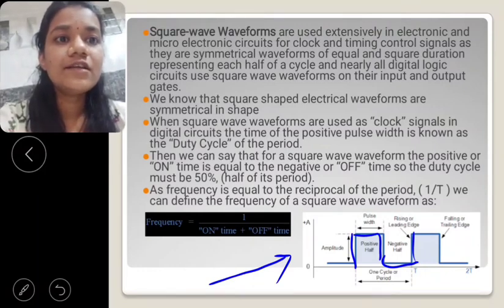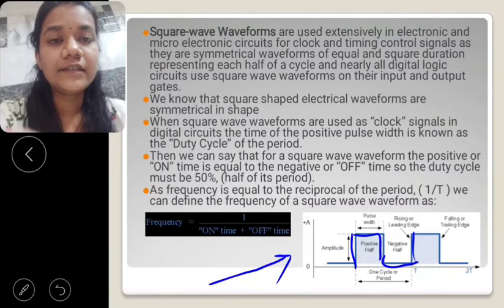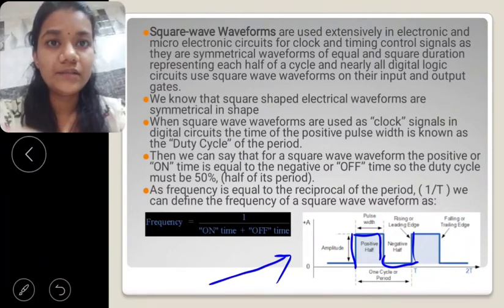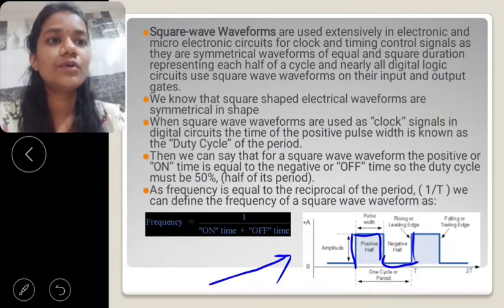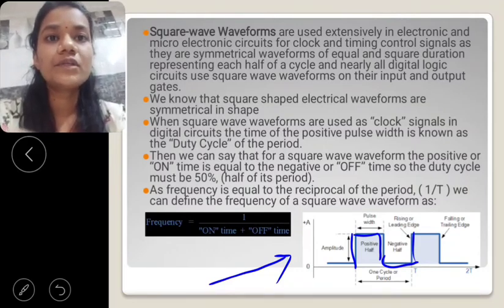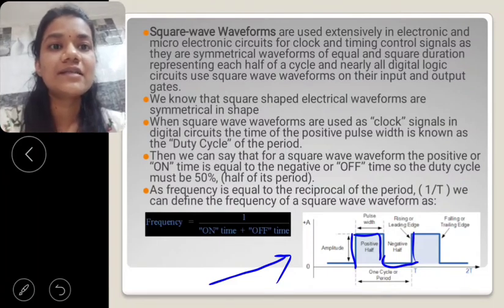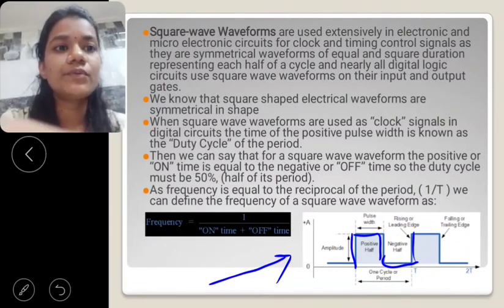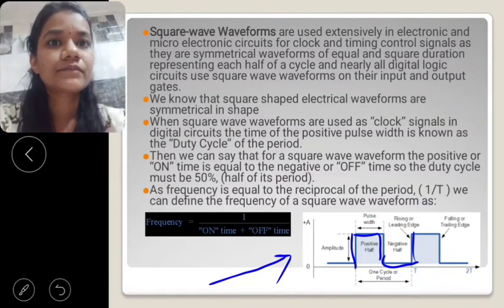As frequency is equal to the reciprocal of the period, as we just saw, frequency is equal to 1 upon T, so frequency is nothing but the reciprocal of your time period. We can define the frequency of a square wave. So the frequency of a square wave is nothing but 1 upon on time plus off time.